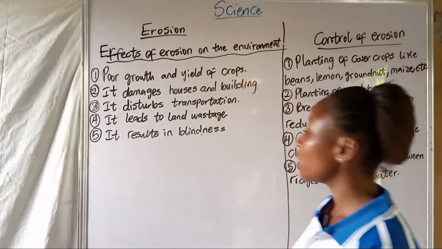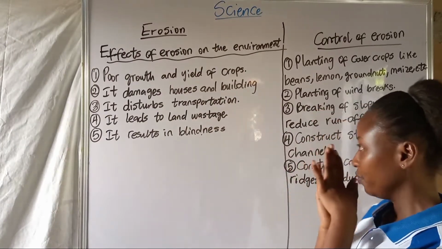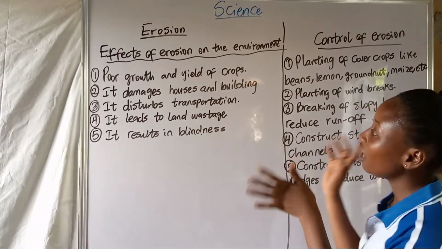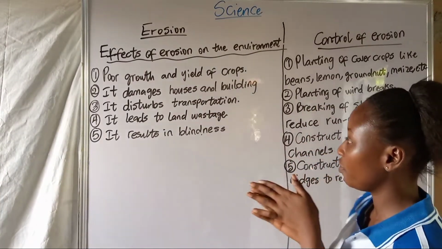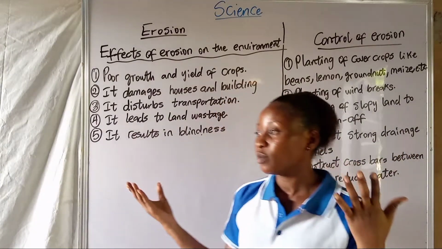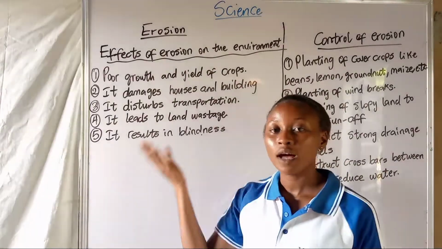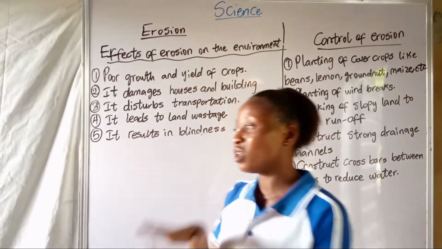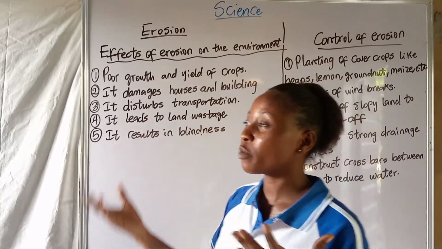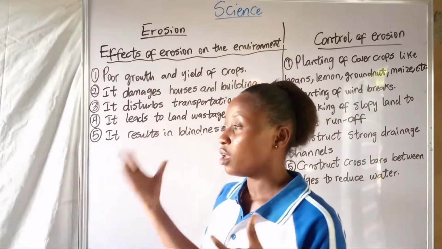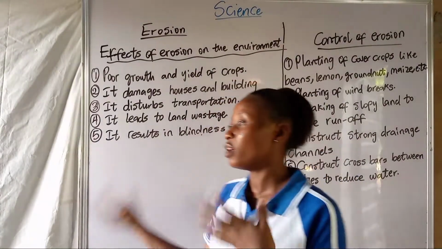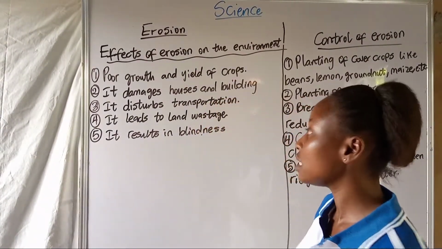Now, going to the effects of erosion on the environment. The first point, we have poor growth and yield of crops. How does erosion affect the environment? It leads to poor growth and yield of crops. That is, the plants, the crops won't grow as they ought to grow. There will be retarded growth in the plants, and the crops will not yield as much as they would on an annual or biannual basis.